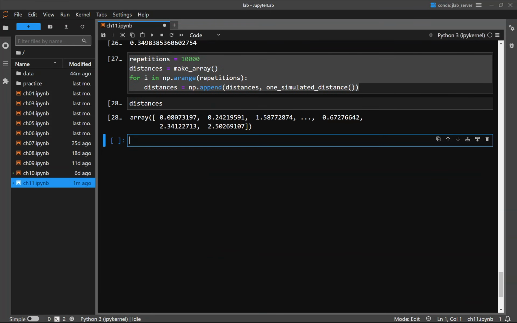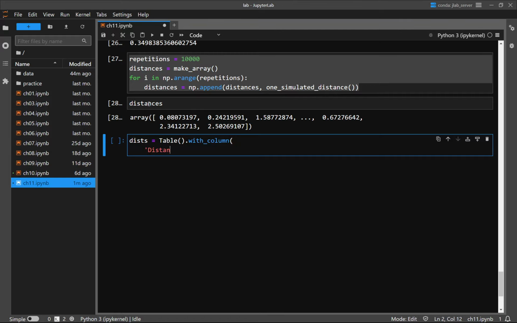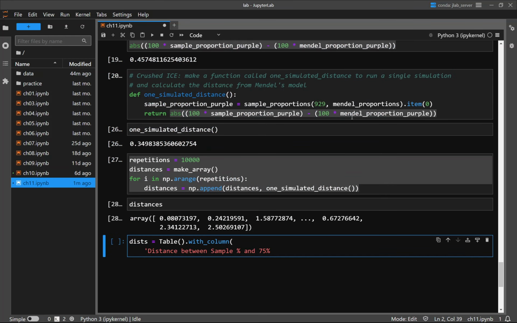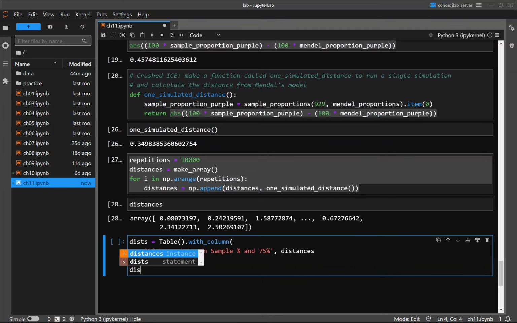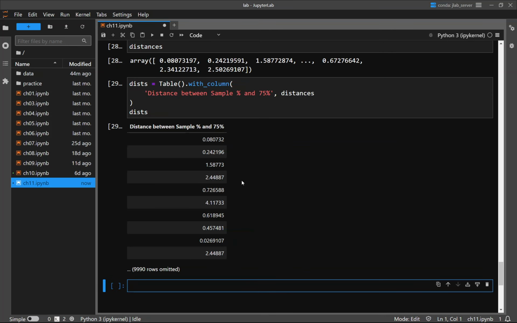Okay. So the goal now is to shove this into a table. We can make a little histogram if we want. Let's do all that. So all of our distances, we can make it in a table with a single column. It has a long name, so I'll start a new line. Distance between the sample percentage and 75% exactly, because that's what we're calculating, right? Distance between that and 75 for purple only. And that's what our distances array was giving us. And we can look at that now as a table.